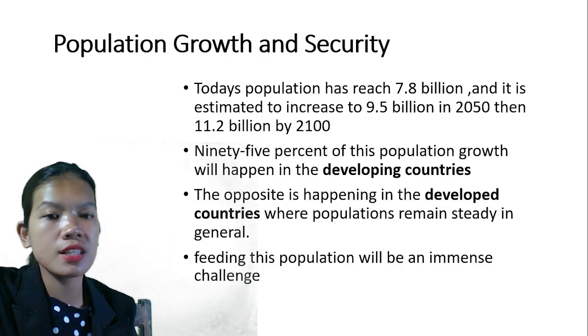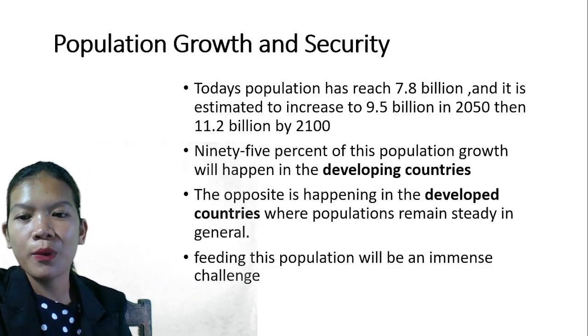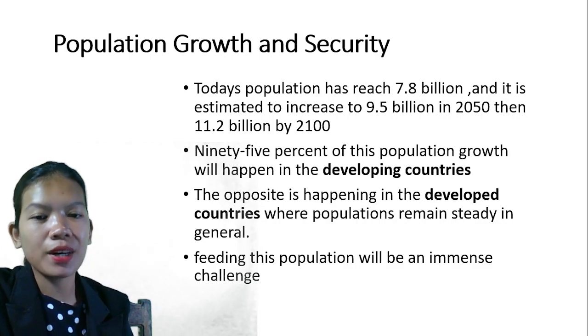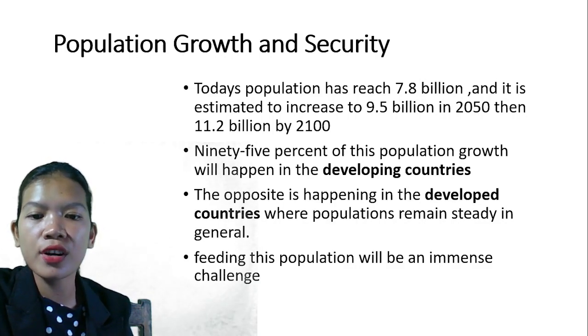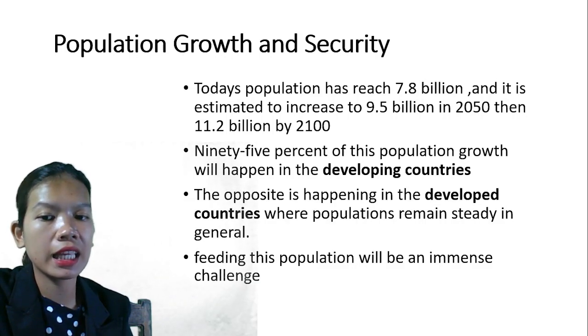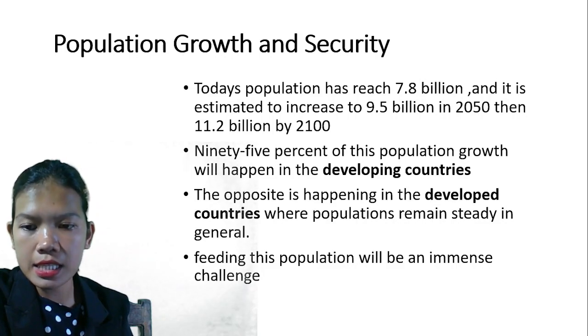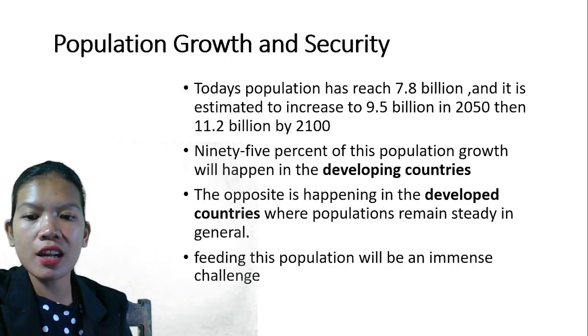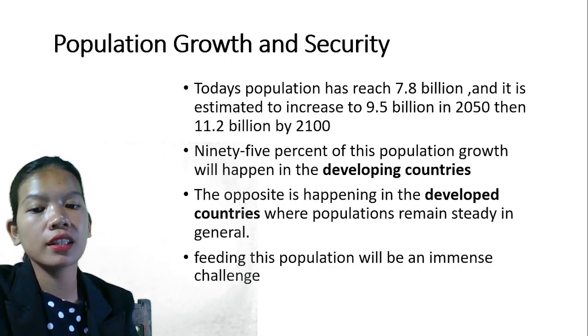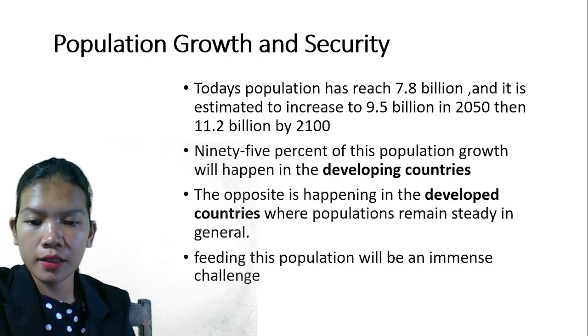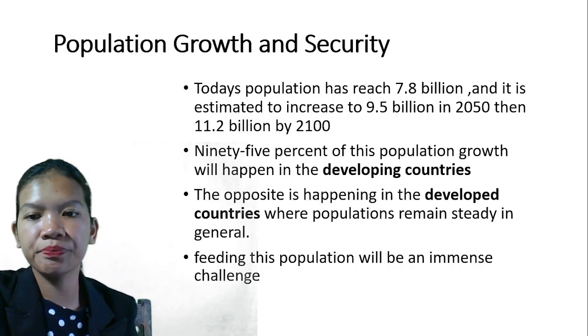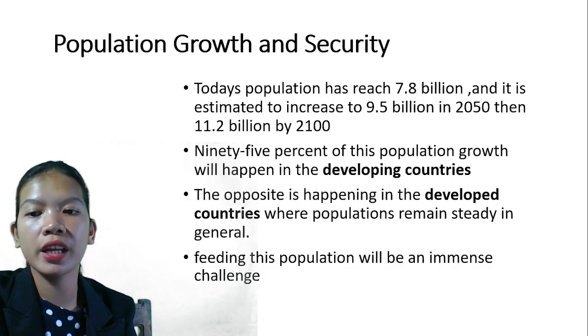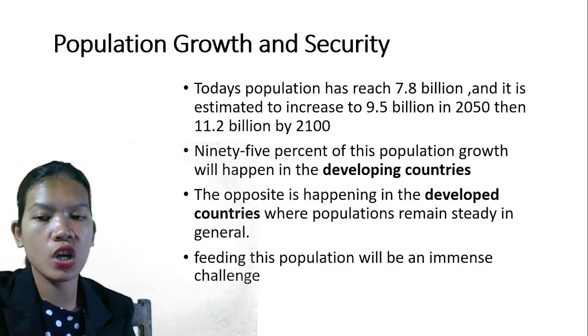The opposite is happening in the developed countries, where population remains steady but is declining in some of the most advanced countries, like Japan and Singapore. However, this scenario is not a runaway that we could not get under control. Demographers predict that the world population will stabilize by 2050 at 9 billion, although they warn that feeding this population will be a challenge.